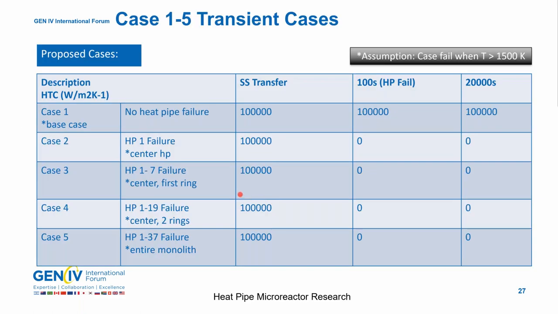The first group of transients is listed in this figure. Case one is the best case, with no heat pipe failing. In case two, as we discussed before, we have four rings of heat pipes, and the first ring of heat pipes fails. In case three, the first two rings fail, then three rings fail, and finally all four rings of heat pipes fail. That's the difference between case one and case five in the transient safety calculation.